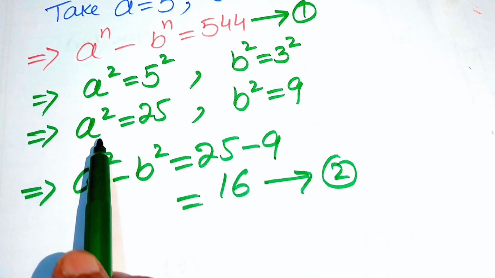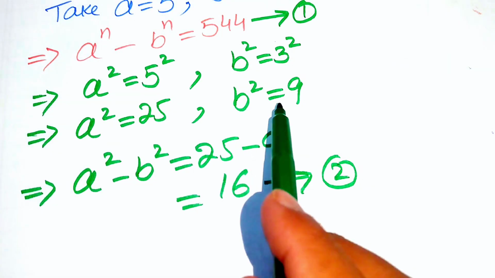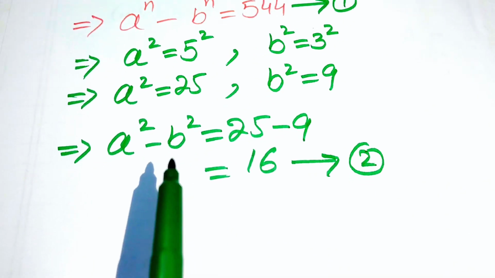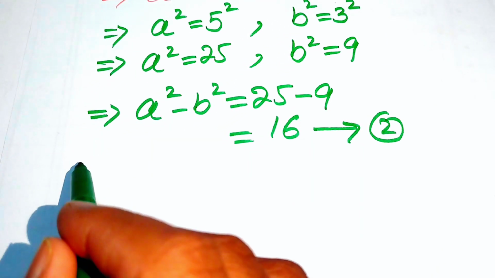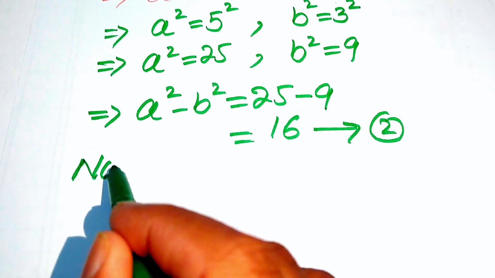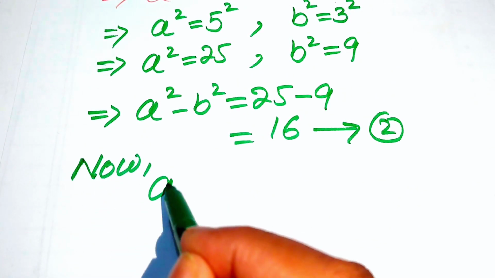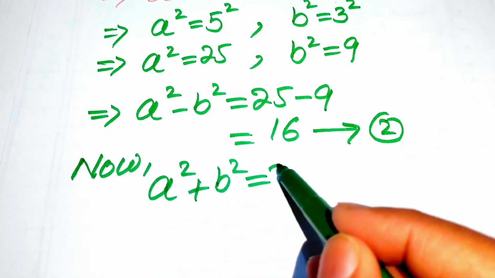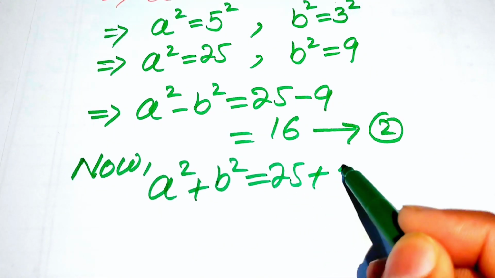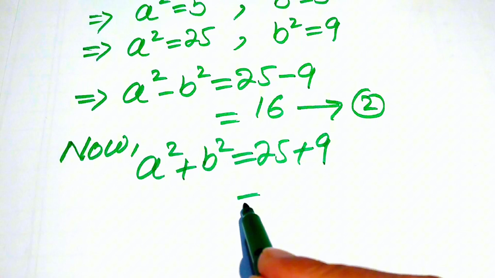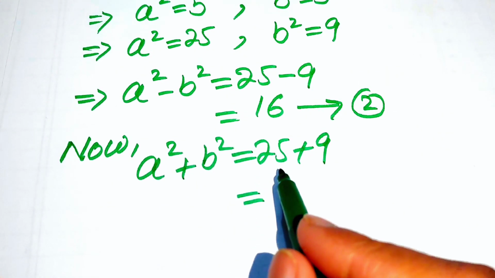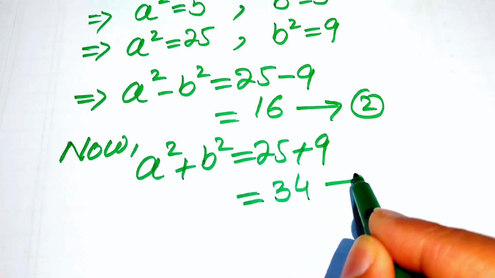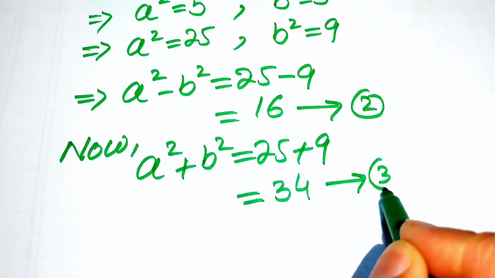Similarly, first we subtracted a square and b square, and now we add them. When we add a square and b square, we get a square plus b square equals 25 plus 9, and we know that 25 plus 9 equals 34. We call this equation number 3.